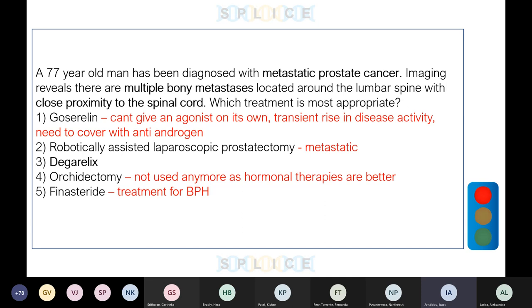This would reduce his testosterone levels and therefore lower his disease activity. As I said, an agonist on its own can cause a transient increase in activity. I wouldn't deep these questions too much. I kind of just put them together at the end for a bit of a challenge. Just something to be aware of. But that basically concludes the presentation.